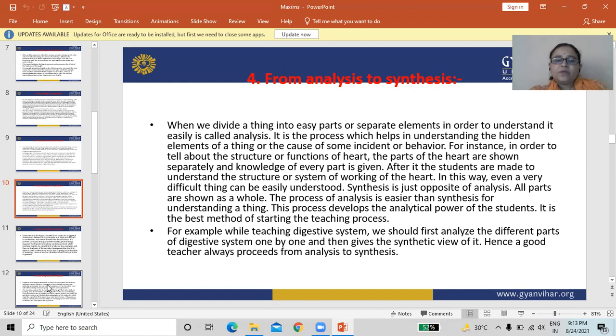For example, by teaching the digestive system, we should first analyze the different parts of the digestive system one by one and then give the synthetic view of it. Hence, a good teacher always proceeds from analysis to synthesis.